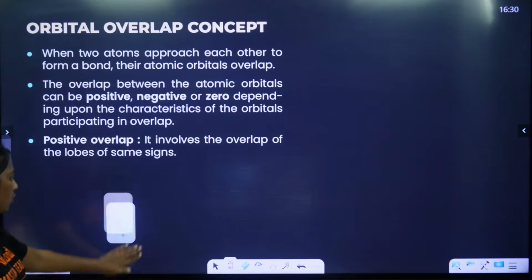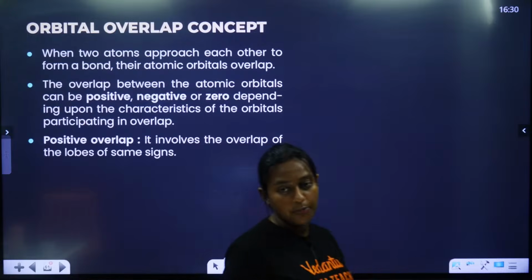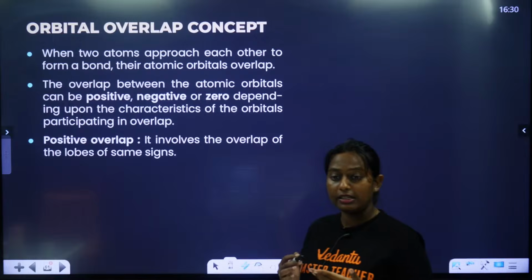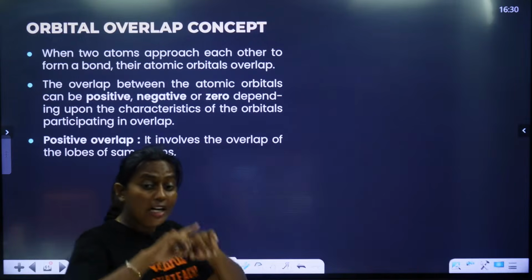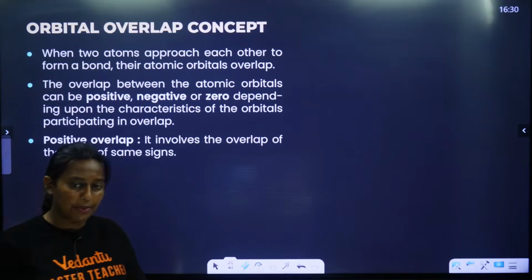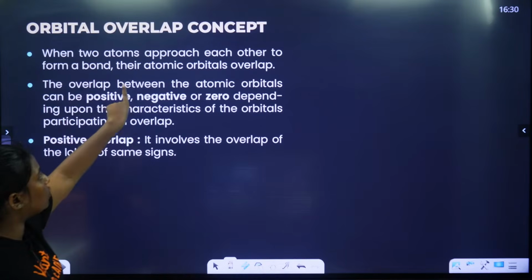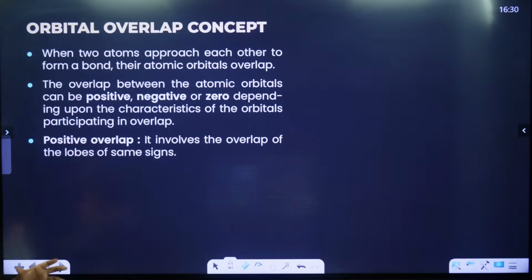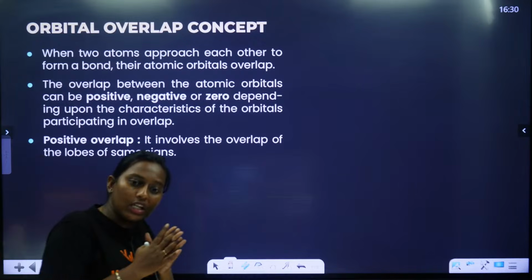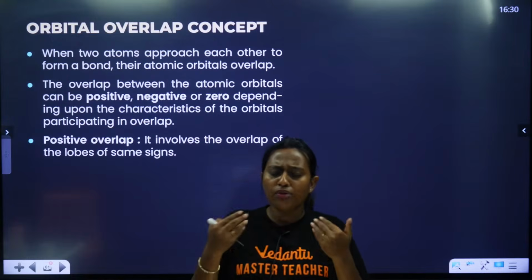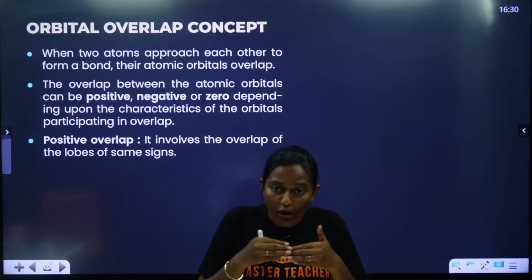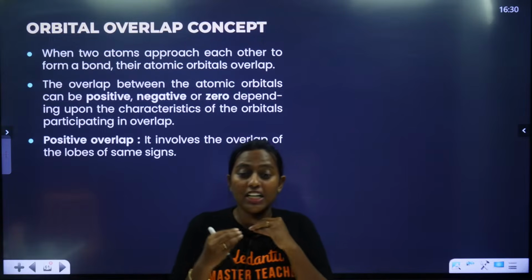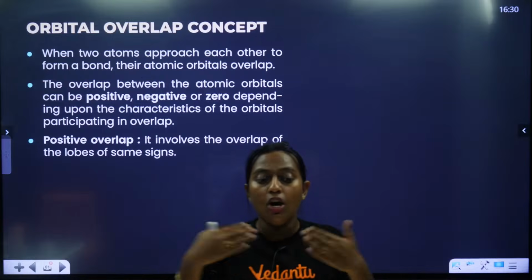orbital overlap concept. What is the orbital overlap concept? We know that different types of orbitals are there: s orbital, p orbital, d orbital, f orbital. So they will overlap each other. When two atoms approach each other to form a bond, their atomic orbitals overlap. So when two atoms approach each other, obviously a bond will form, and that bonding means atomic orbital overlap.